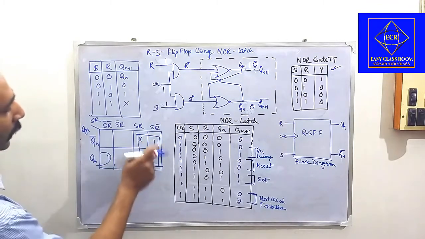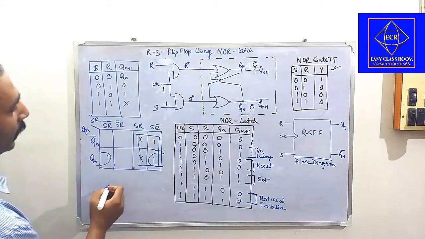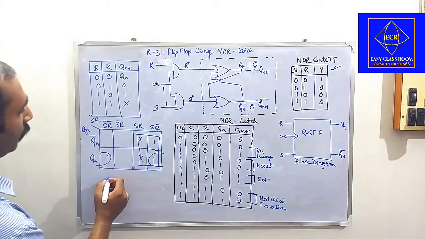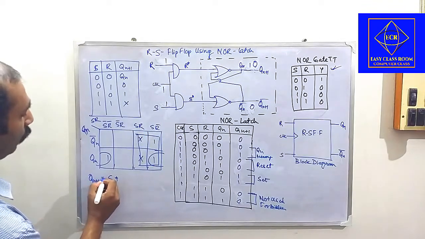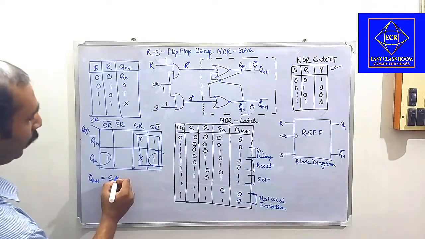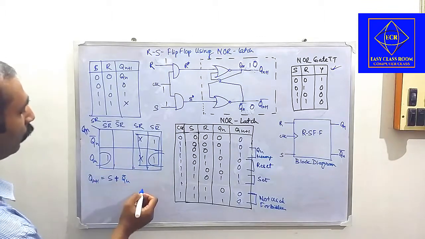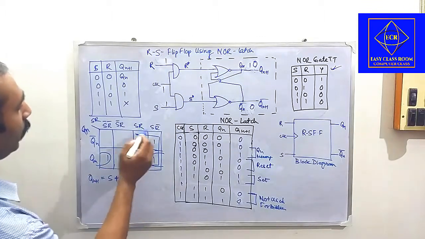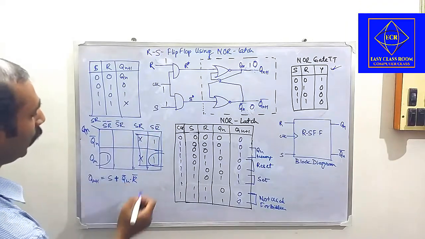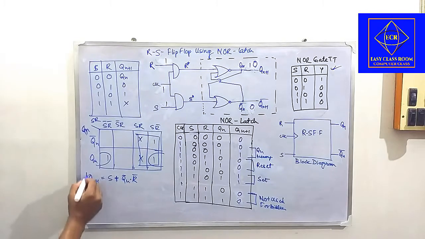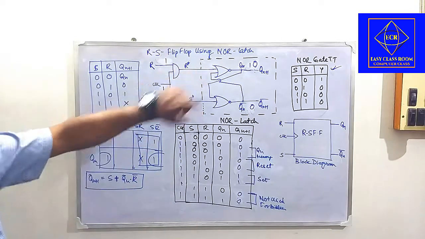By doing this, we get Qn plus 1 equals S plus, this one, Qn dot this. So what is changing? S is changing to R complement. So this is a very good formula, and we can use it in drawing the simple form.